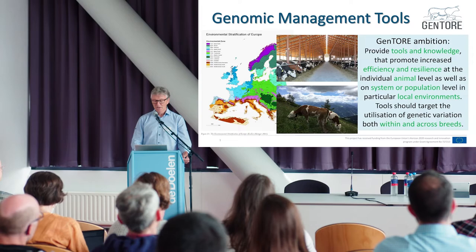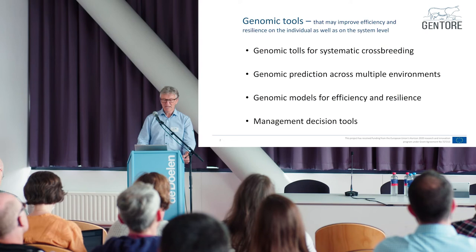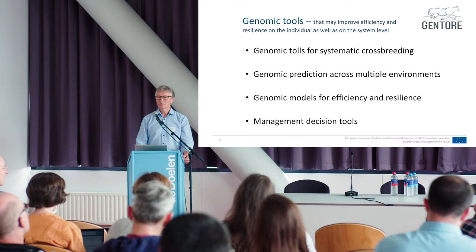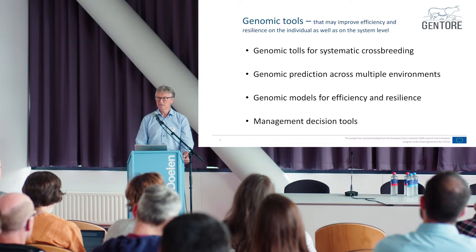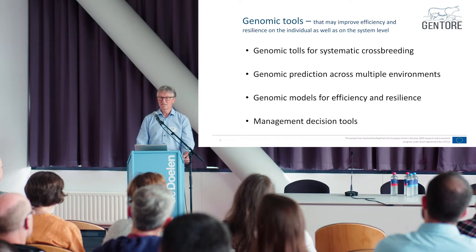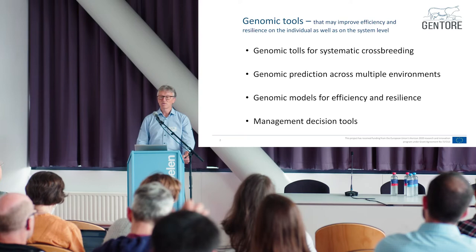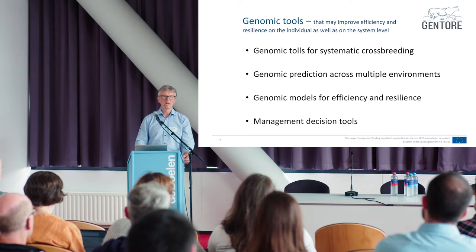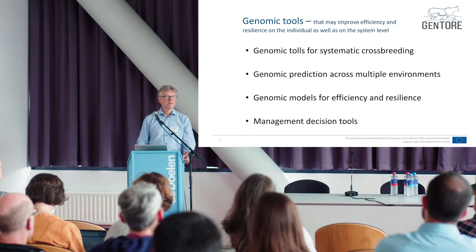In trying to achieve this, we decided to work with some themes. One theme you just saw well presented by Emra, which was a genomic tool for systematic crossbreeding systems and more admixed breeding systems. Then genomic prediction across different environments, genomic models for efficiency, directly for the traits of efficiency and resilience, and also some management tools to give farmers tools to decide the fate of the cows and the animals in the systems, to give them a more efficient and resilient system.